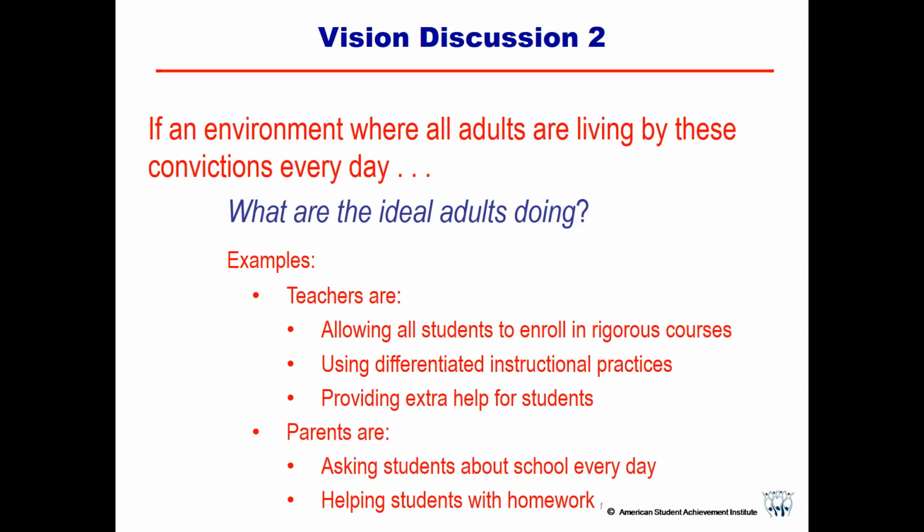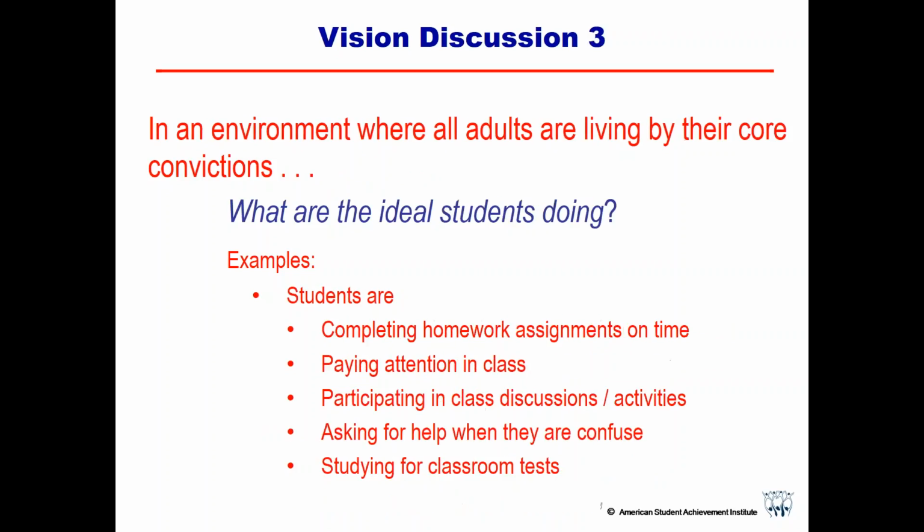So you guys got it. What a bright group. Wonderful. Okay. So the third question is, in an environment where all adults are living by their core convictions, picture this. We have these perfect adults in this wonderful environment doing all of these things that you just described. Now, what are the ideal kids doing?